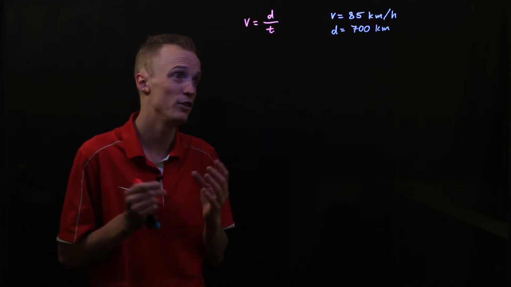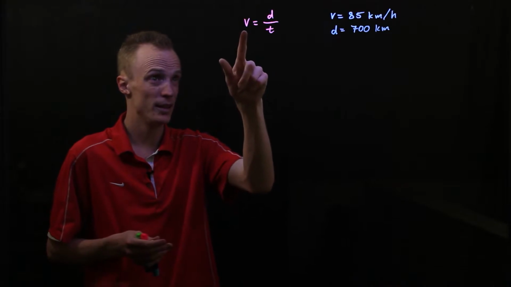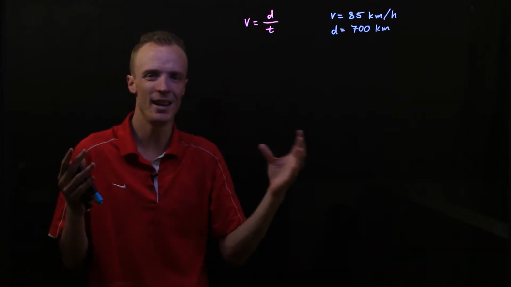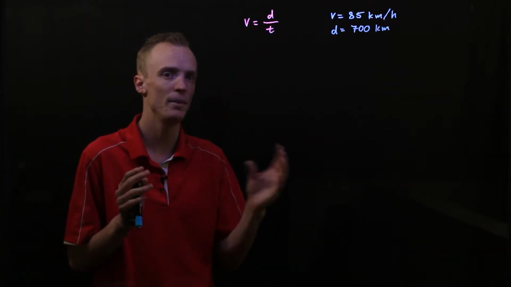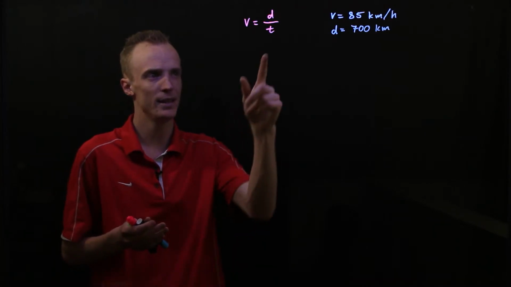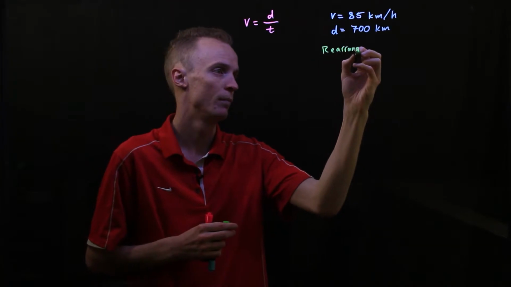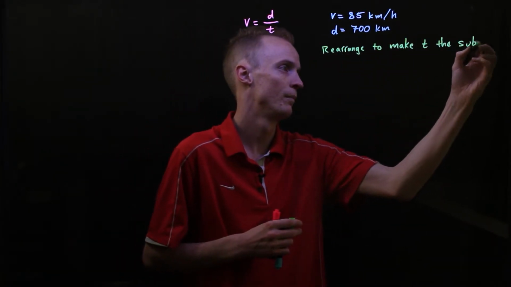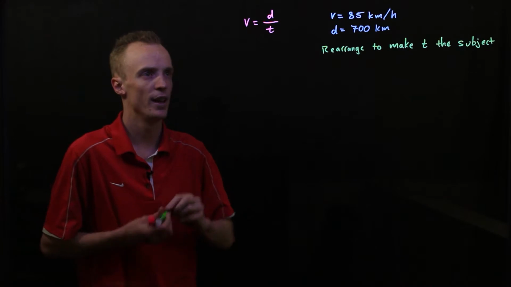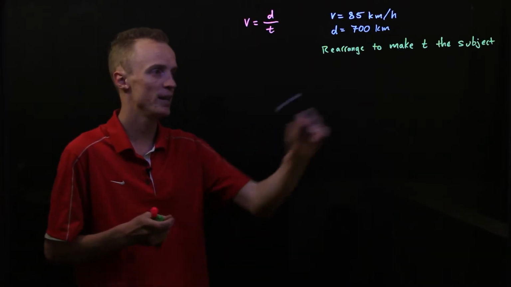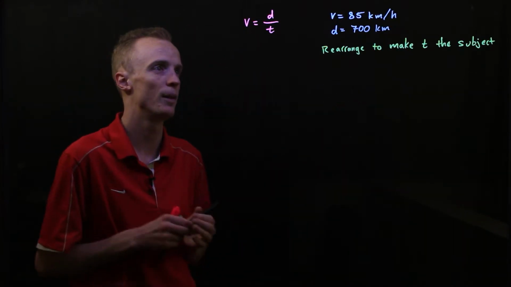And we want to rearrange it to make, instead of V equals, T equals something. So our time is equal to something. And we call that making T the subject of this equation. So let's do that here. Let's rearrange this to make T the subject instead of V being the subject.